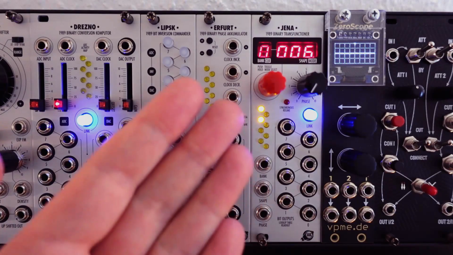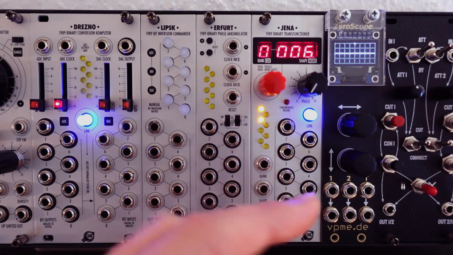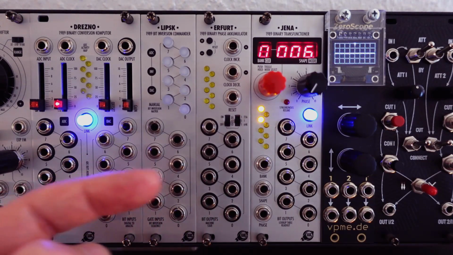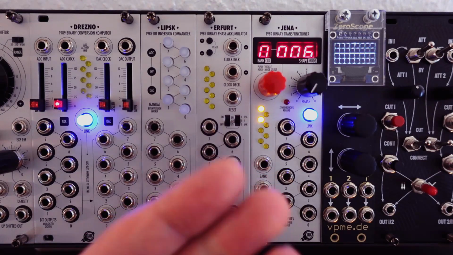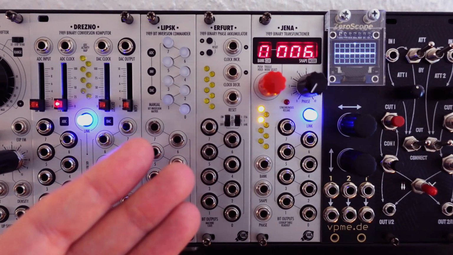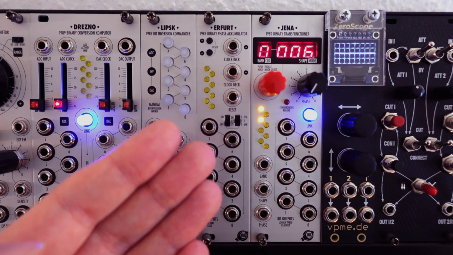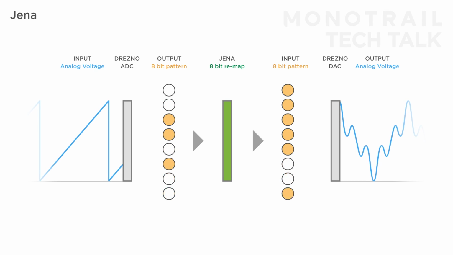This is the core of what Jena does, but it can do so in a few different modes to optimize different situations. These modes are based on 3 parameters. The simplest of 3 is the clock. Jena can use a very fast internal clock or the clock that it receives through the Leibniz bus via the ribbon cable on the back. This can be the clock from Drezno, for example, which is even faster. And as you've seen in the previous video, the clock on Drezno can be manipulated for all sorts of fun effects. The second parameter is a bit more complex.